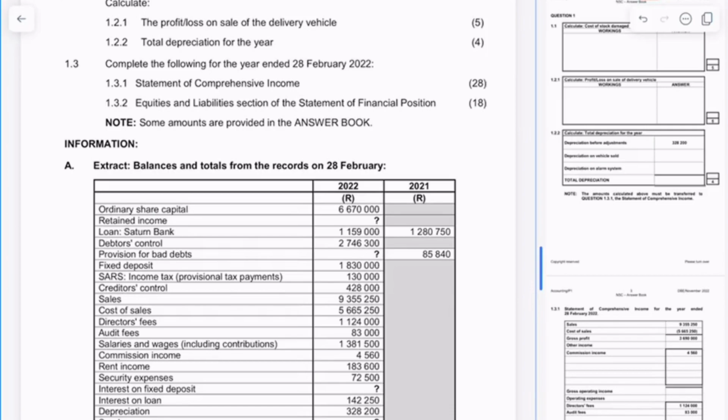Then the salaries and wages, including contributions. Sometimes these two accounts are separated, but here they've put them together. And the last one I want to point out is dividends on ordinary shares, and this is the interim dividend which has been paid.